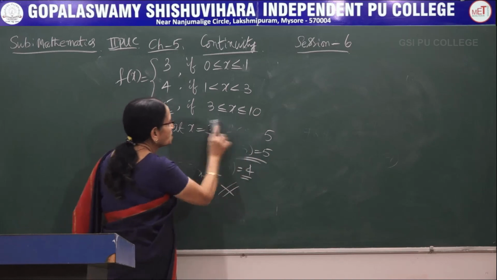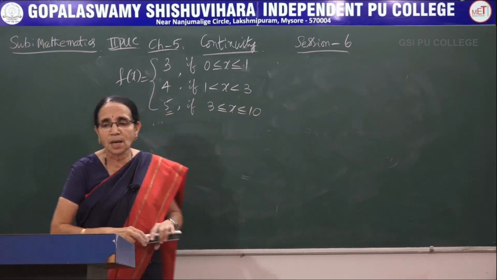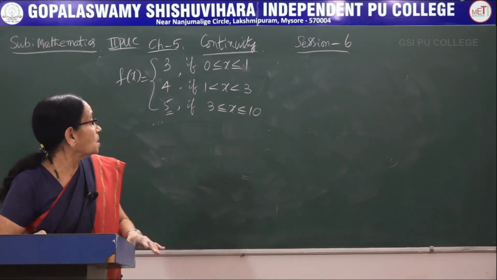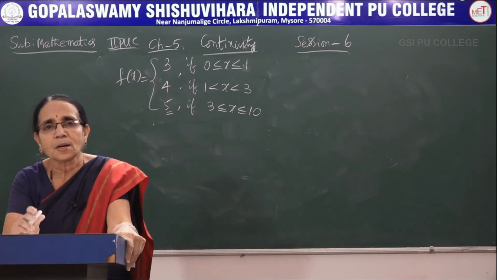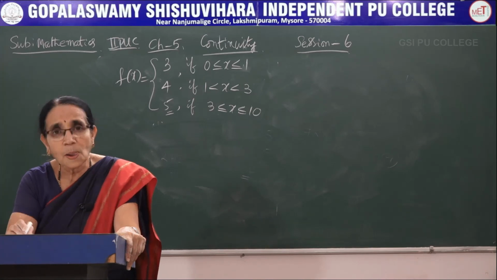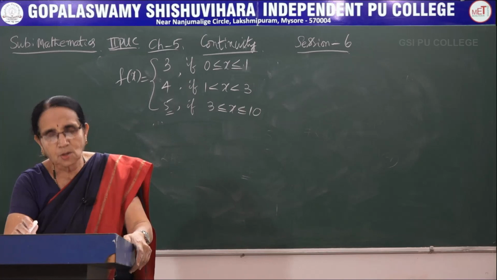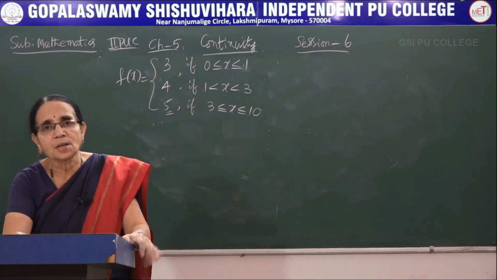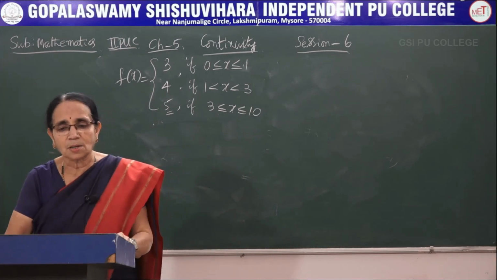So, the way the function is defined in this particular problem, in the intervals 0 and 1, 1 and 3, and 3 and 10, the function would be continuous because we are having a constant. Now, when you take the two particular points x equal to 1 and x equal to 3, we see that in both places the function is discontinuous, or we can say the function is not continuous.